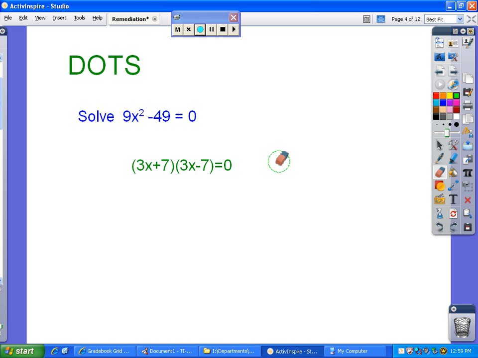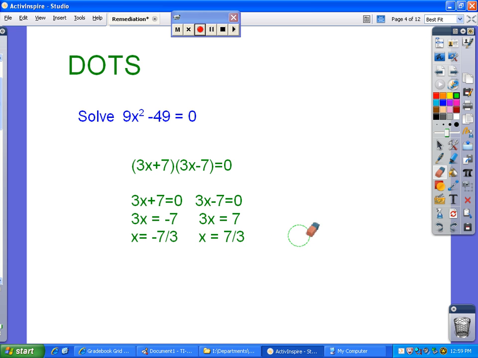Use the zero product property and set each factor equal to 0. So we're going to have 3x plus 7 equal to 0 and 3x minus 7 equal to 0. Solve each for x. So we're going to have 3x equals negative 7. X is equal to negative 7/3. For our second problem, we're going to have 3x minus 7 equals 0. Move the 7, so 3x equals 7. Divide by 3, x equals 7/3. So my two solutions are negative 7/3 and positive 7/3.